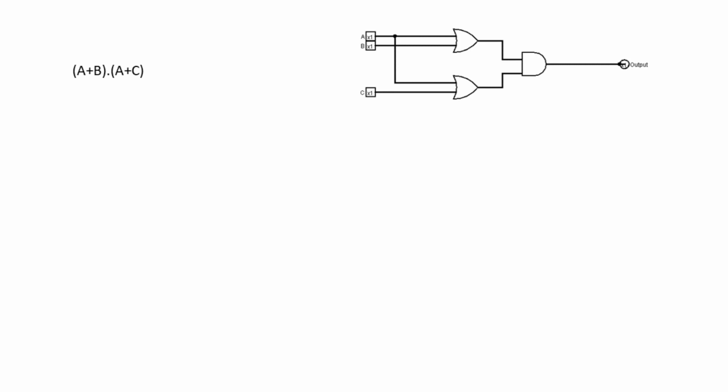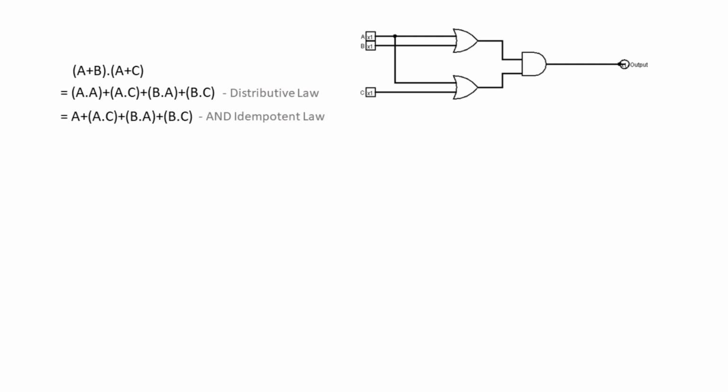The first thing we can do is expand this like we would when multiplying two binomials. Now we have A and A, or A and C, or A and B, or B and C. Because of the idempotent law, we can simplify A and A to just A. Next, like in normal factoring, we can factor out A from A and C to make A and 1 or C, or A and B, or B and C.